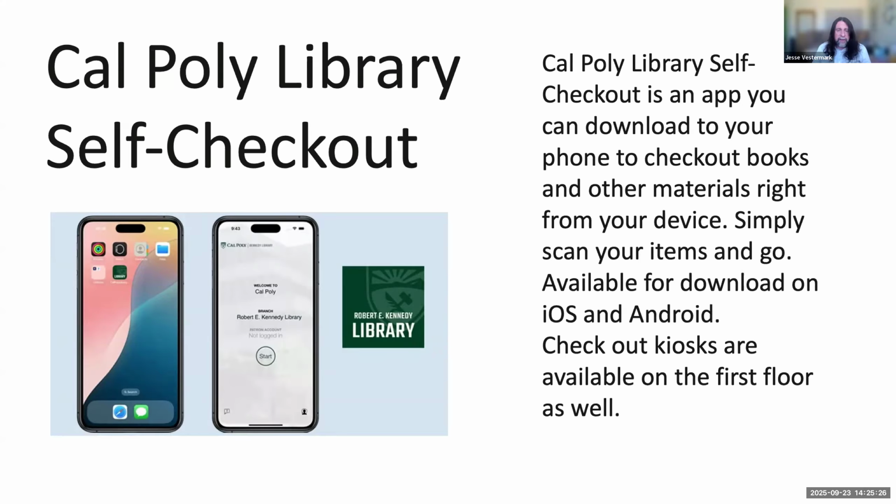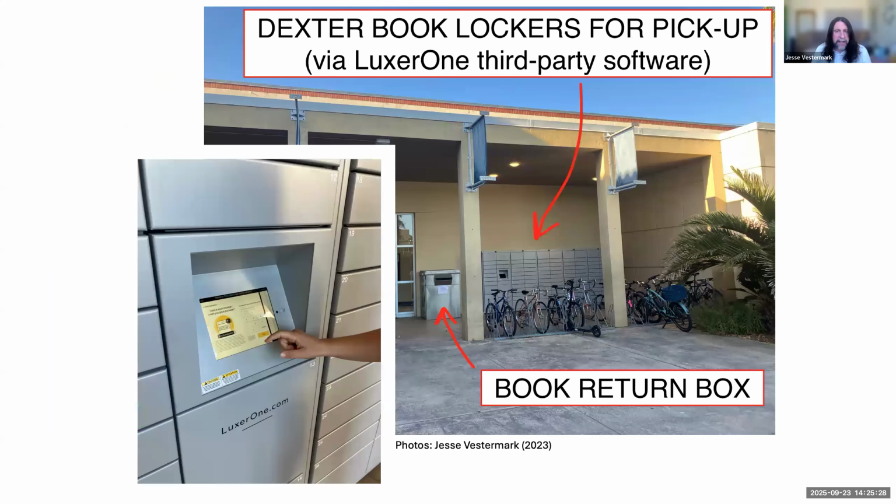Finally, the lockers that I kept talking about, this is what they look like, and it's a very simple process. The company is called Luxer One, so that's where you'll be getting an email from. So don't ignore it if you've ordered a book from us. And you'll be able to check out the book for as long as the lending party, or if it's one of ours, as long as we allow lending.